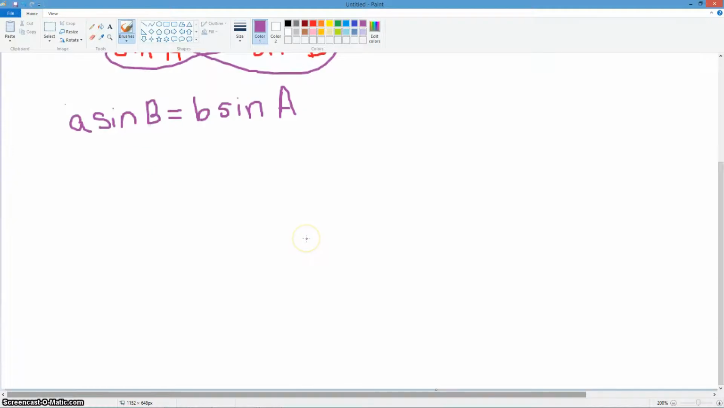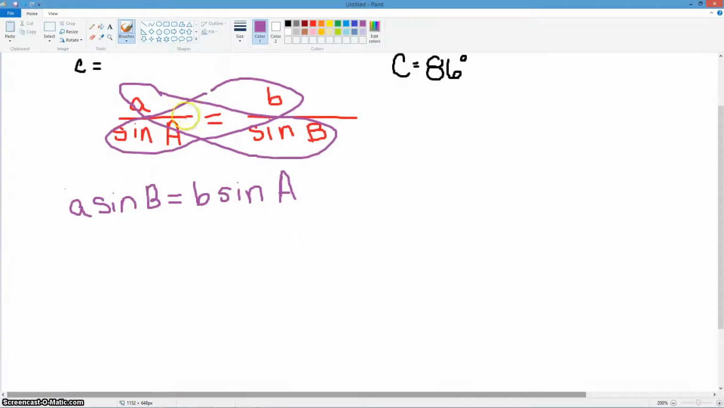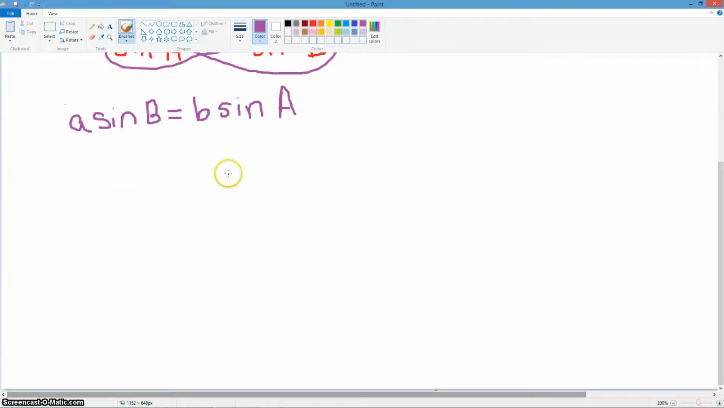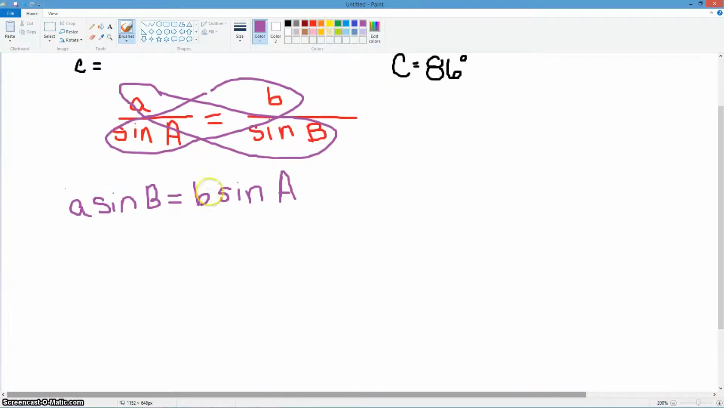Okay, so we stopped right here where we cross multiplied and we got A sine of big B is equal to little b sine of big A. Now we have to figure out what we are looking for. Well, in this case, we only use A and B's. So we already have little a, we already have big B, we already have big A. So the thing we are looking for in this case is little b. So we're going to isolate that. In other words, we are going to get it by itself.